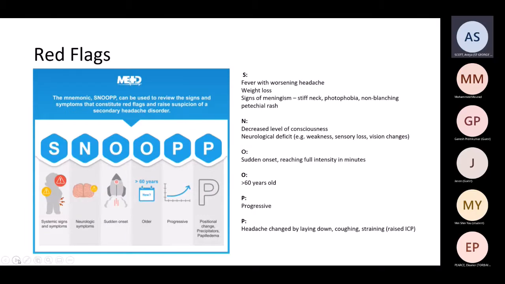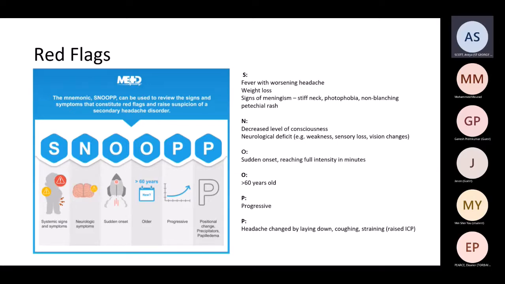Cool. So there are some red flags of headaches. They're just things to worry about really. And there's a mnemonic that can help you remember it, which is SNOOP. The S stands for systemic signs and symptoms. So that's things like if they've got a fever with the headache, if they're losing weight, if they've got any signs of meningism, so the stiff neck, photophobia, rashes.